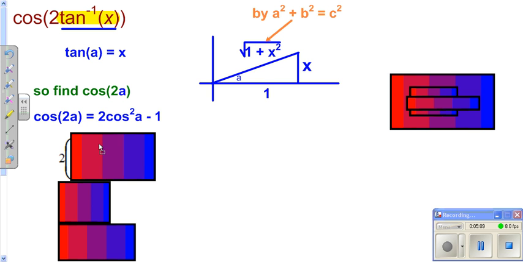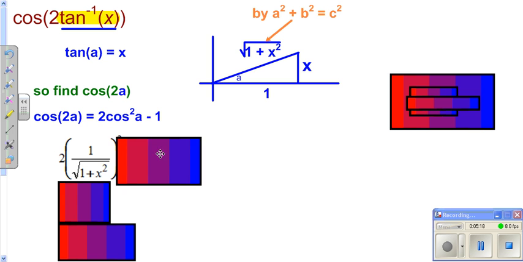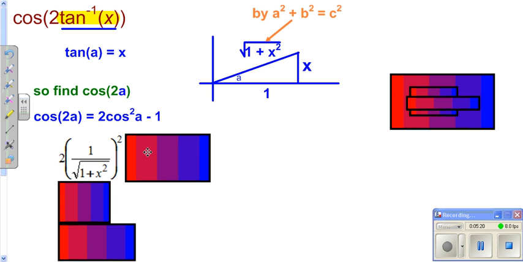So you're going to take the cosine of your angle. Cosine is adjacent over your hypotenuse. And then it says you've got to square it. And then it says you've got to subtract 1.